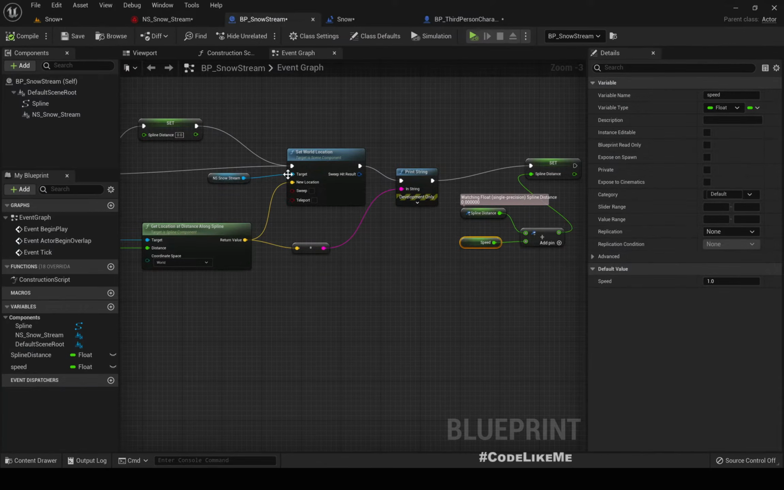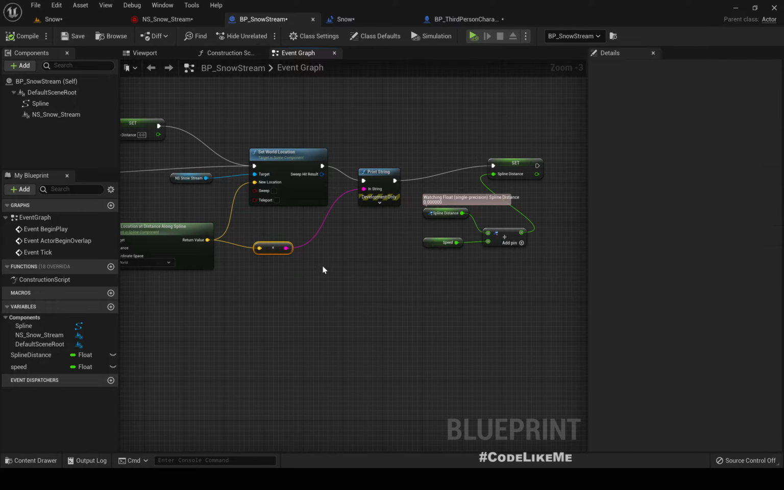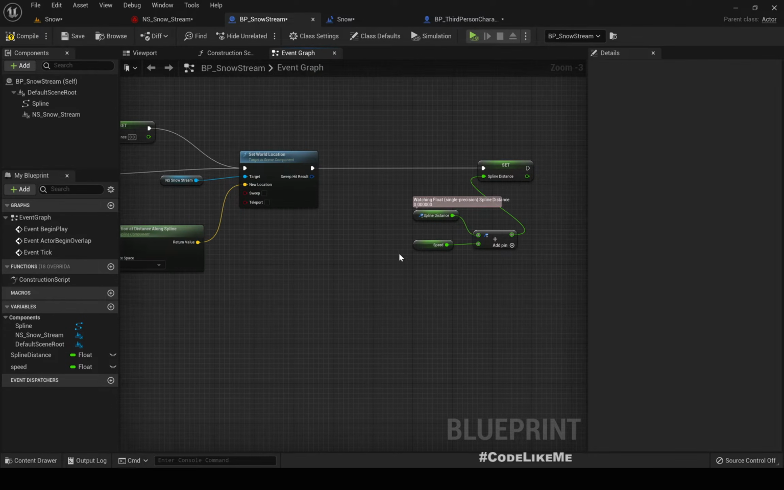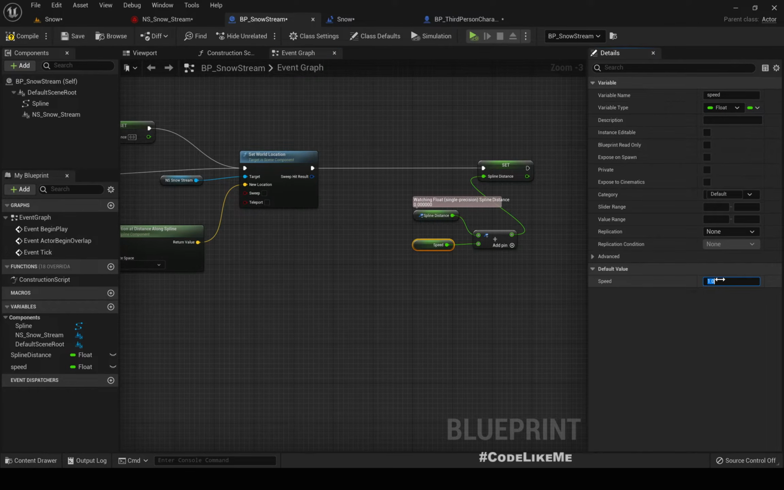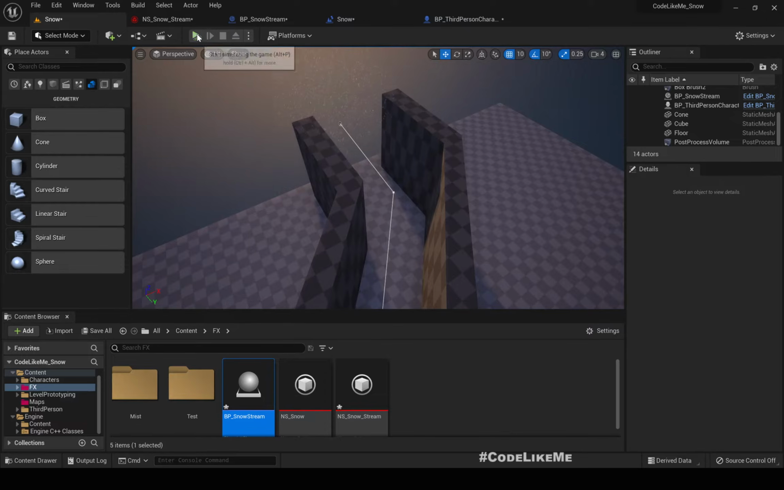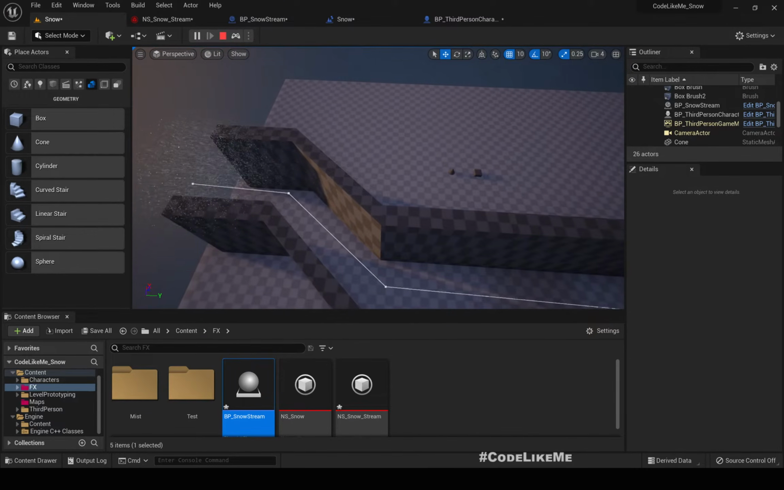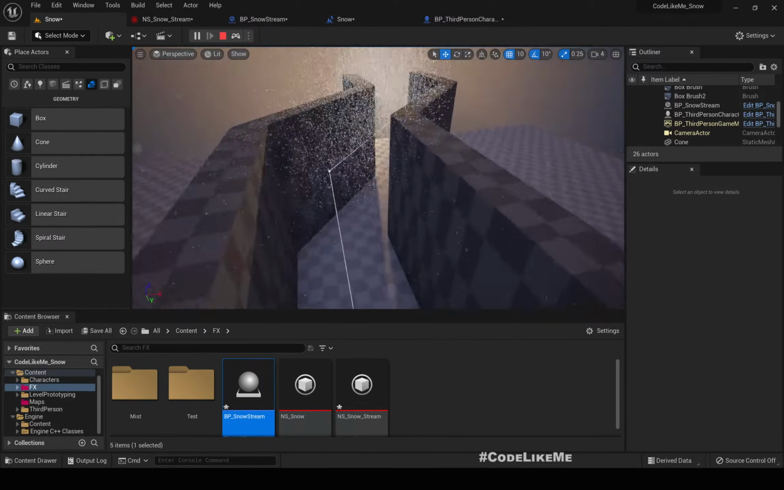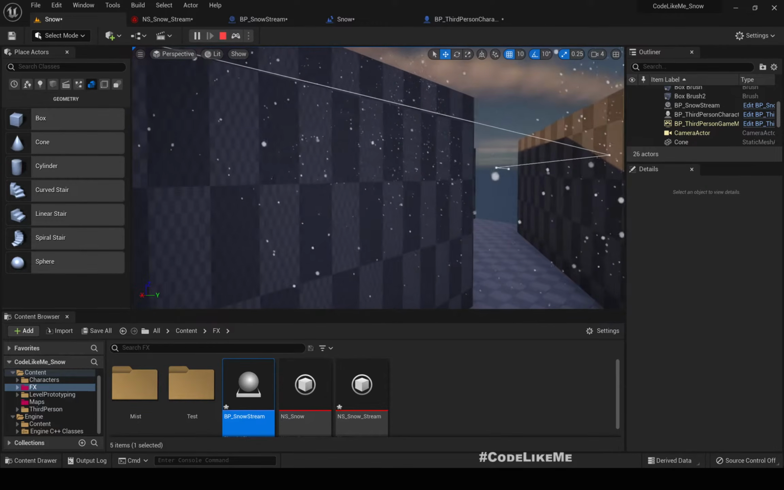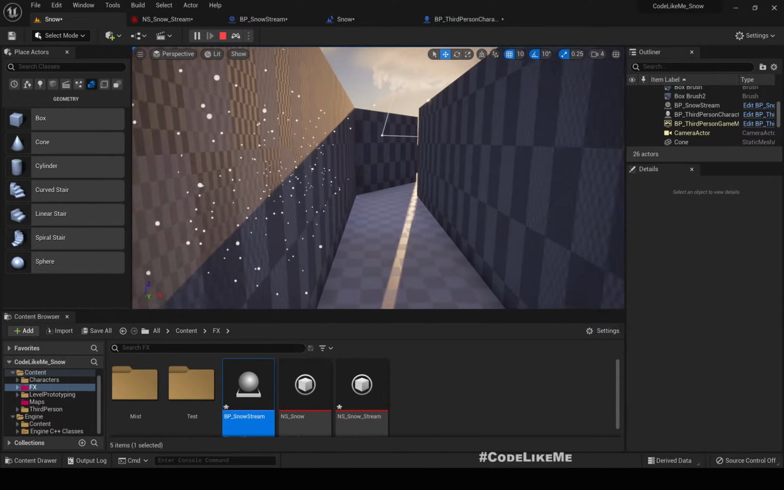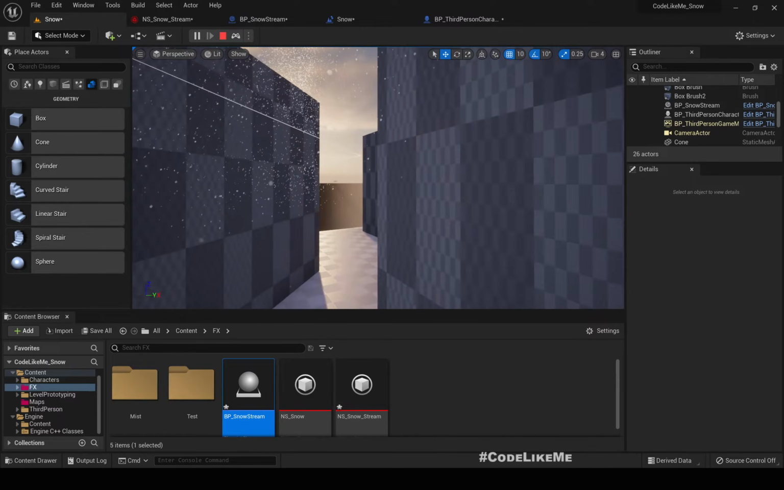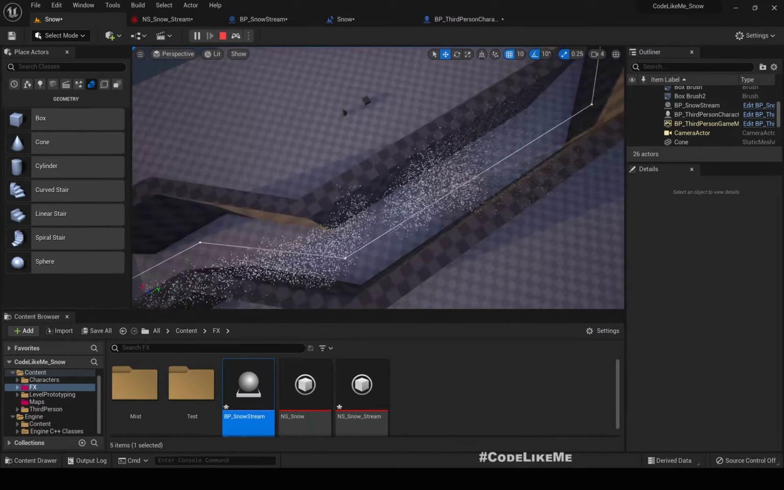Okay, let me remove this printing part. Let's try 20 as the speed. Right, now we do get snow along the path.